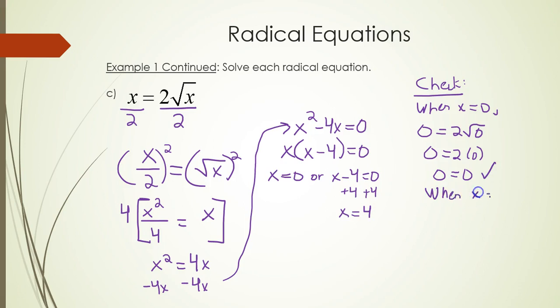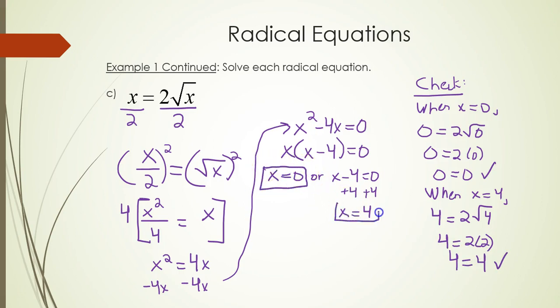Does it work though when x equals 4? Does 4 equal 2 times the square root of 4? Does 4 equal 2 times 2? Indeed it does. Both solutions worked. So x equals 0 works and x equals 4. So in this case, both solutions did work, which is fine.